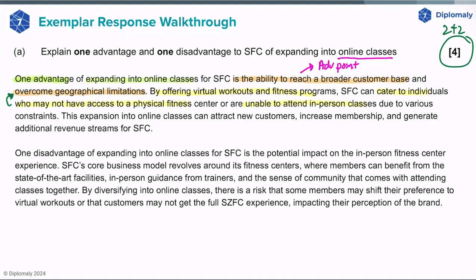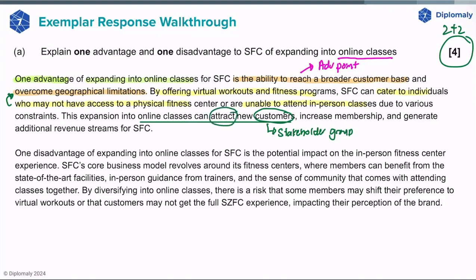But now you're taking this advantage point and explaining it in the context of this case. Explaining that it is about people who cannot go to a physical fitness center, people who cannot attend in-person classes. Now they're able to still benefit from SFC services and their online classes through the online platform. And then it links it to say the expansion of these classes can then attract new customers. So what you can see is that here you're linking it to the impact on business. So this customer would be the stakeholder group.